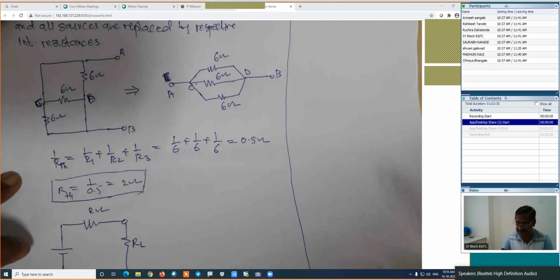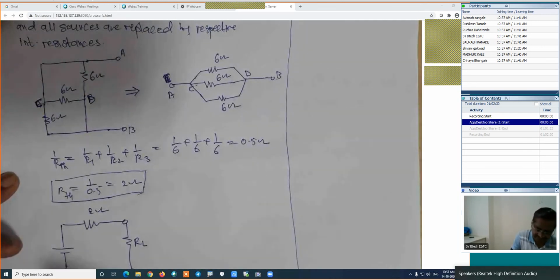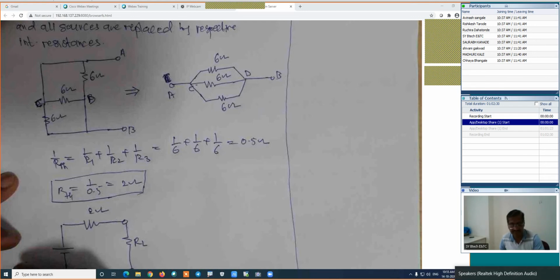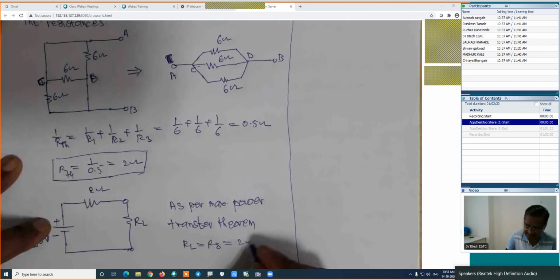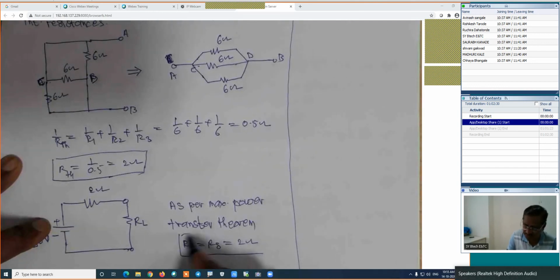Its value of the VTH is found to be 9.96 volt. Is it right? Now I will write here, as per the maximum power transfer theorem, what do we have? We have RL is equal to RS, which is equal to 2 ohm. This is right. This is 2 ohm.